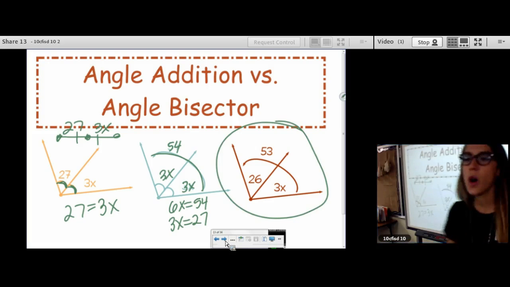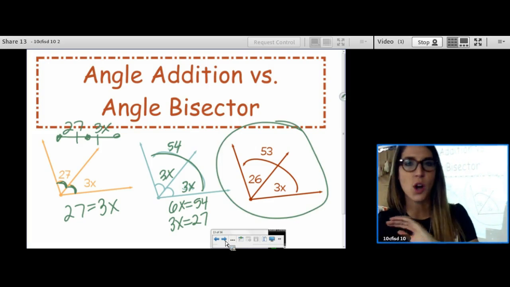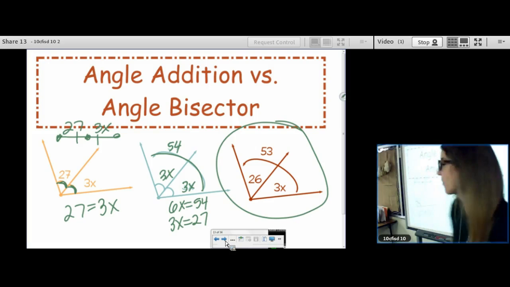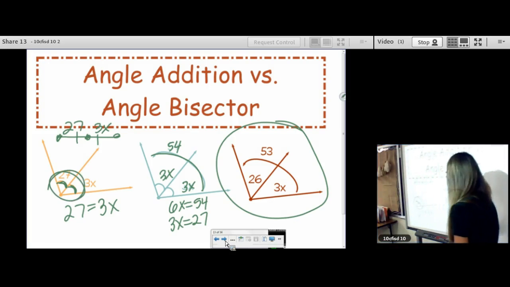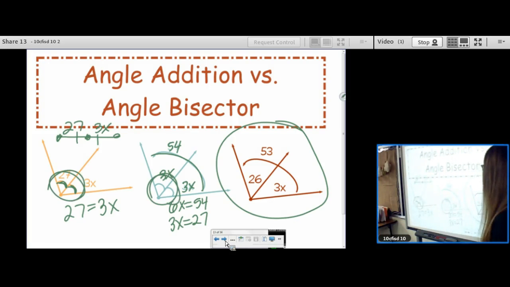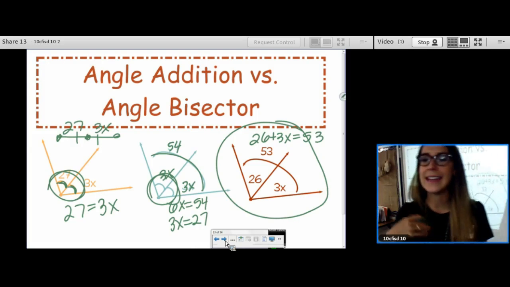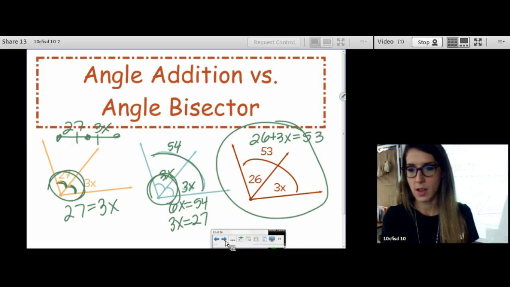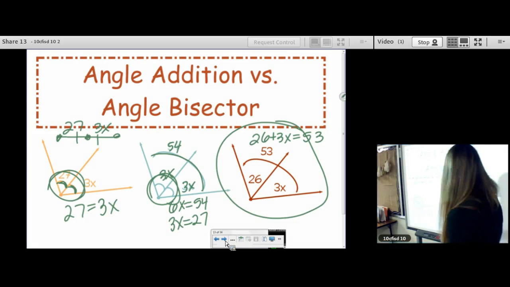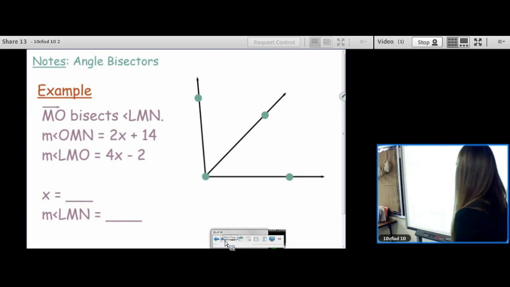This one, you are not going to set equal because those arc marks are gone. They're not there. See? They're here. They're here. Oh my goodness, they're missing here. So this is not an angle bisector problem. This is an angle addition problem. Okay. I want to skip over the boring algebra one.